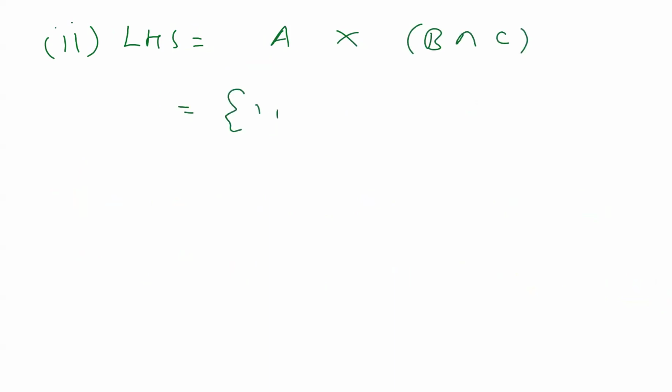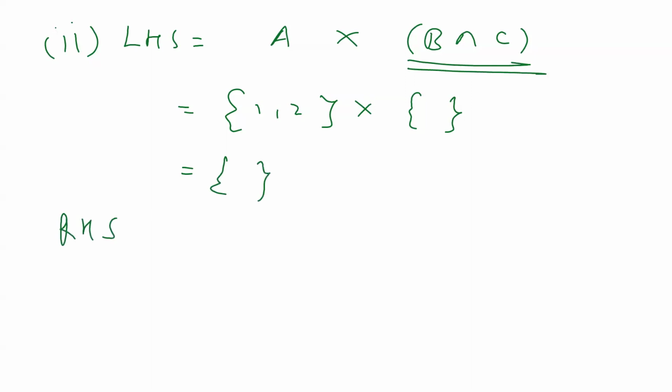Okay, let's go to the second sub question. LHS: A cross (B intersection C). Now what is A? A is {1, 2}. B intersection C: what is common between B and C? There is nothing in common between B and C, so this is a null set.